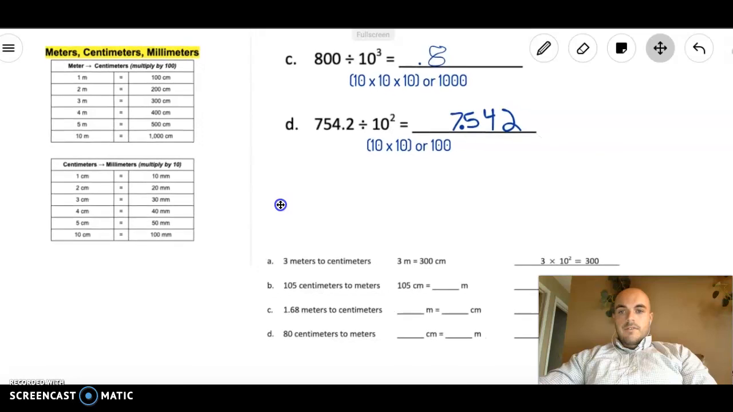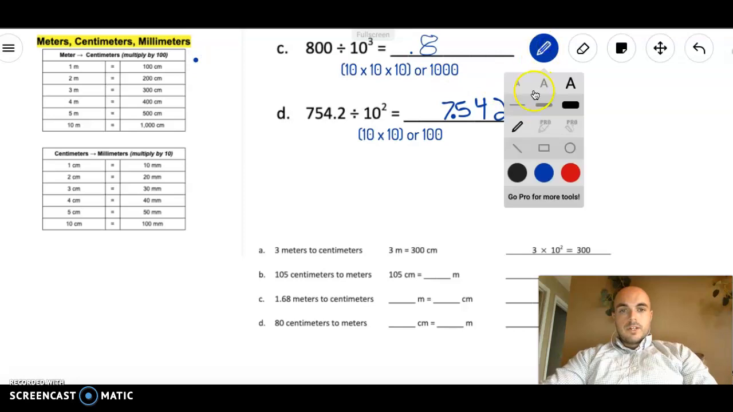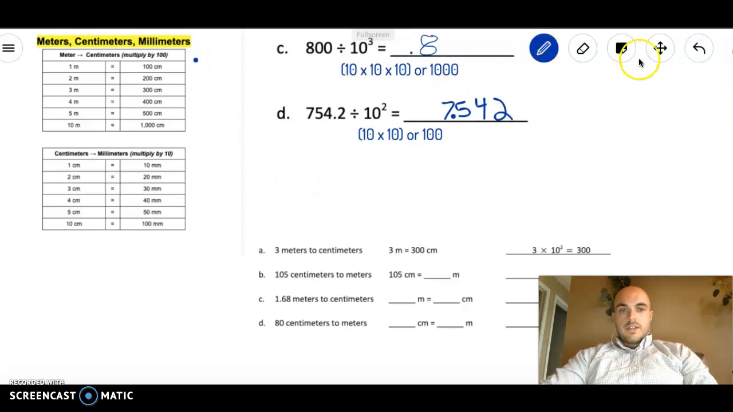So I have 1 meter equals 100 centimeters, 2 meters equals 200 centimeters, and all the way down to 10 here. That's because for every 1 meter you have 100 centimeters. So you could just say that you're multiplying by 10 to the second power, because there's 2 zeros at the end of every one of these.